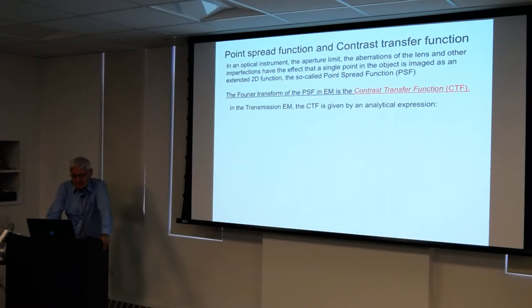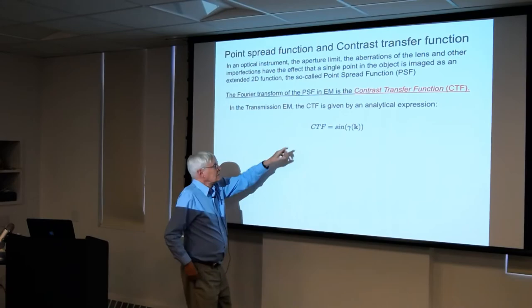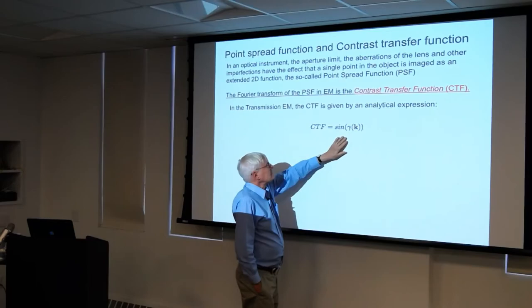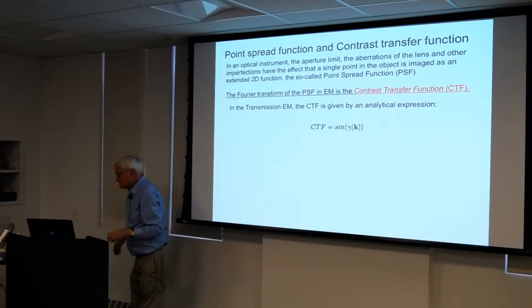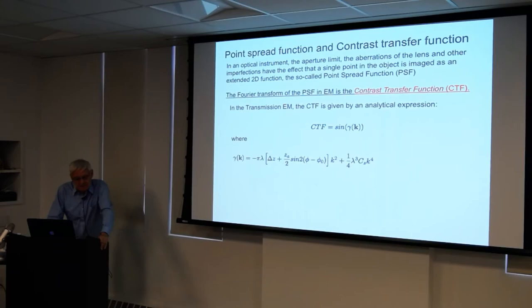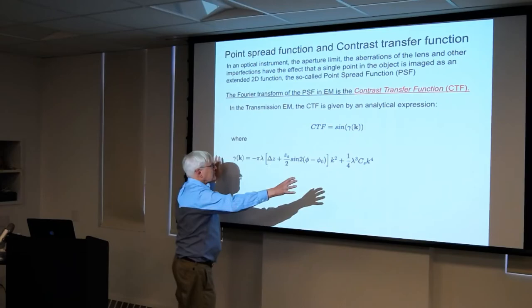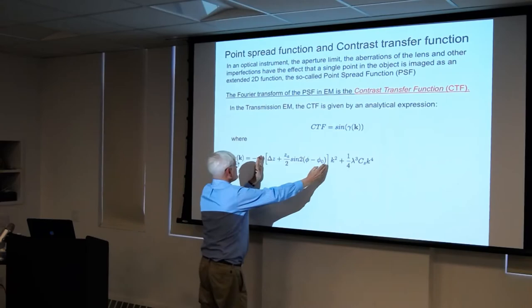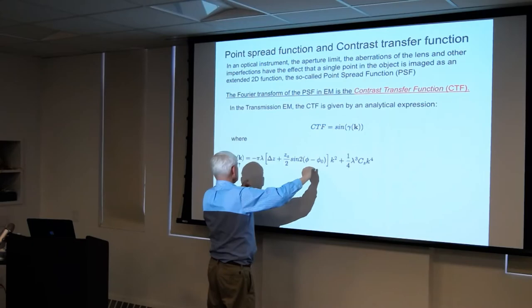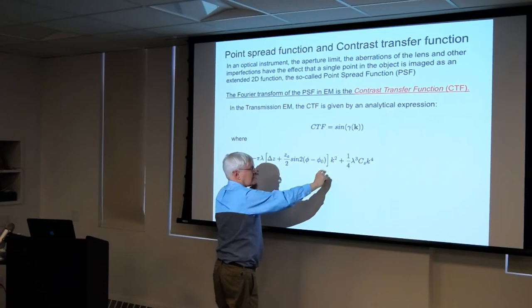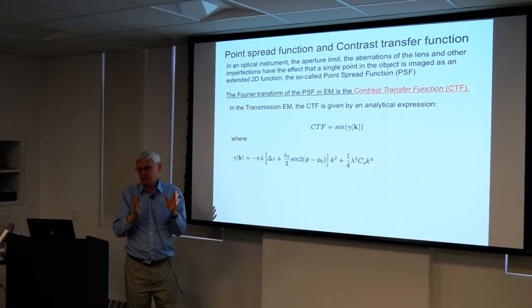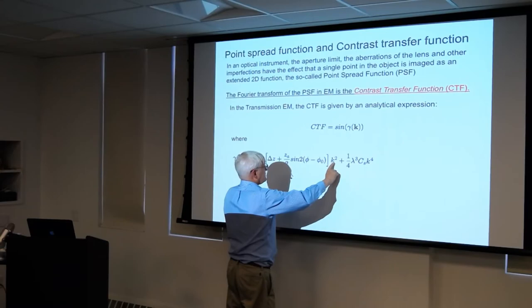Now in the transmission EM, the CTF is given by an analytical expression. I don't know whether you've already seen this; it's in many textbooks. The contrast transfer function is the sine of gamma, and gamma is the wave aberration function. This is the wave aberration function. So there's a big deal here. Let's talk about this one first. You can see that these variables here, the k is a spatial frequency, but it's not a component, it's the absolute value of the component. It's either squared or to the fourth power.